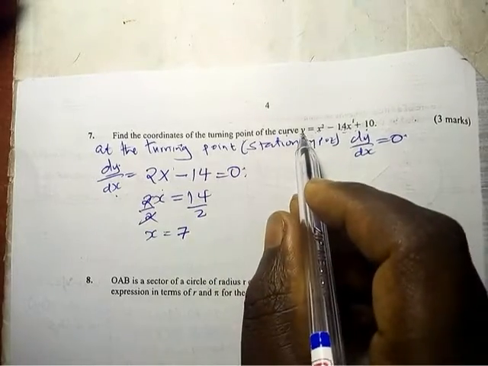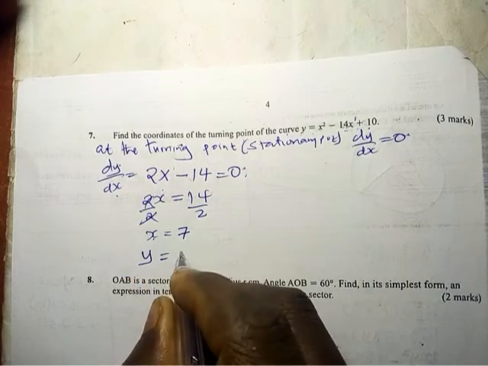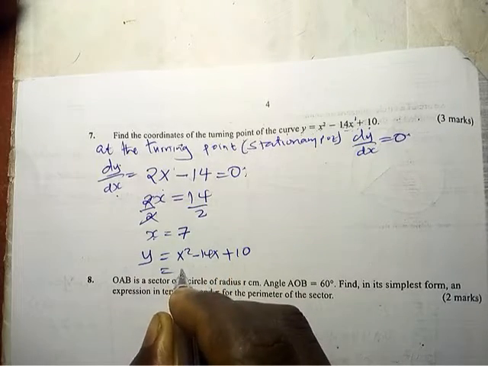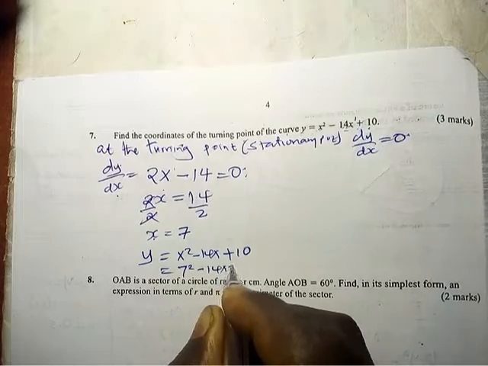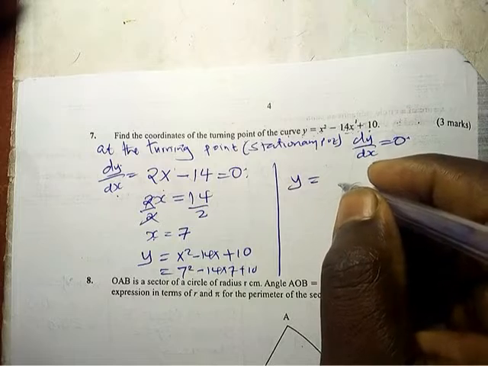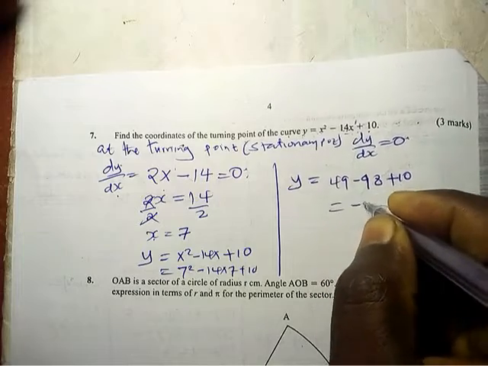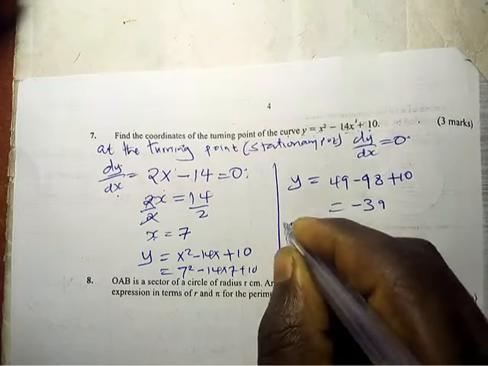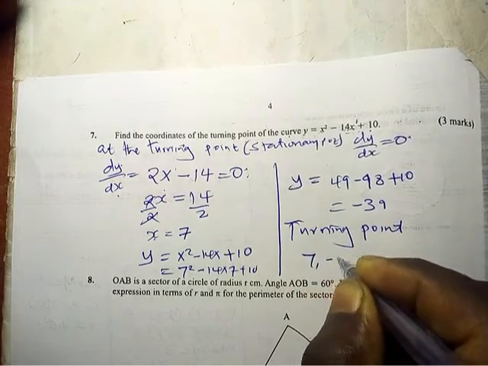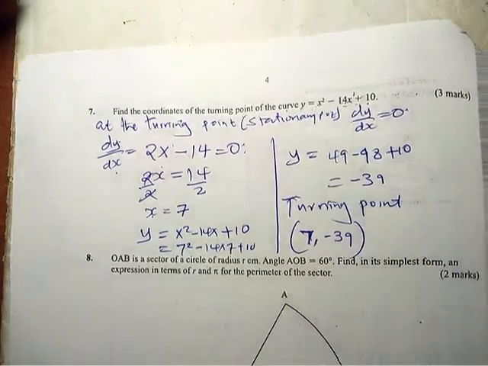Sasa to find the value of y, una substitute x kwa hii equation. So una take y is equal to x squared minus 14x plus 10, which is equal to 7 squared minus 14 times 7 plus 10. So y is equal to 49 minus 98 plus 10, which is equal to negative 39. So the turning point is 7, negative 39. That is the turning point.